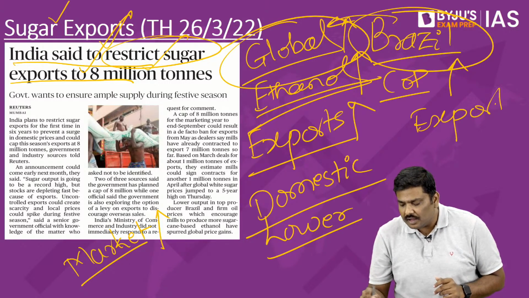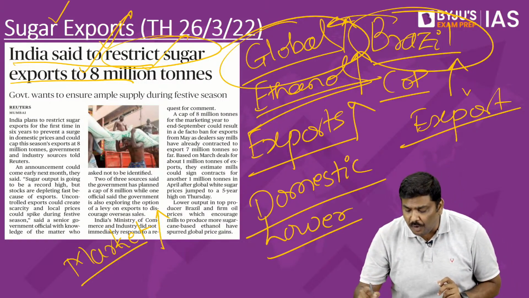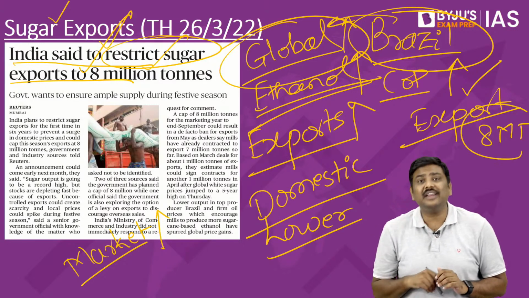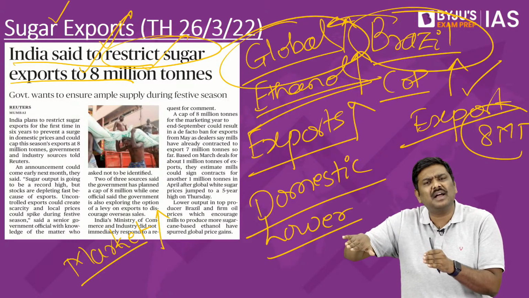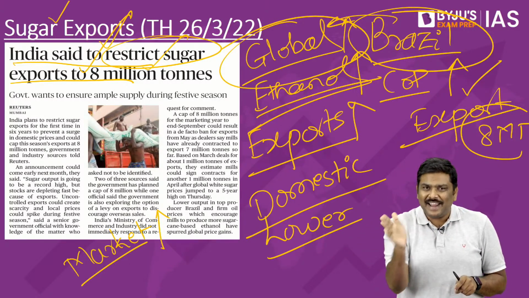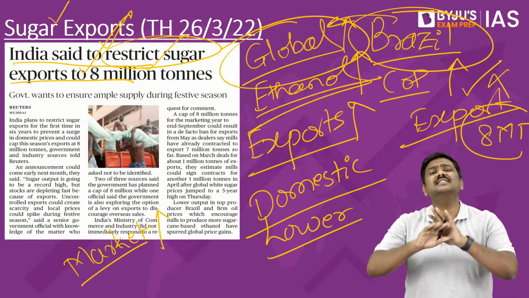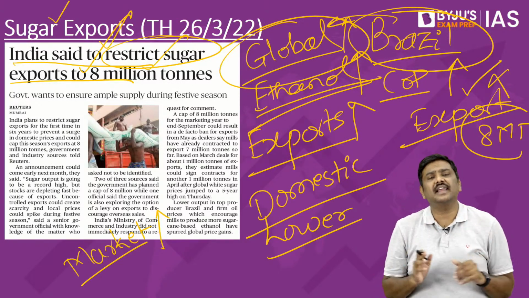Is it okay? I'll repeat the statement here. Government of India is thinking of imposing a limit of 8 million tons on sugar exports, so that there is a sufficient supply in the domestic market and the market prices will be under control. But later, Government of India clarified that there are no plans in the government of India to impose export restrictions like this.